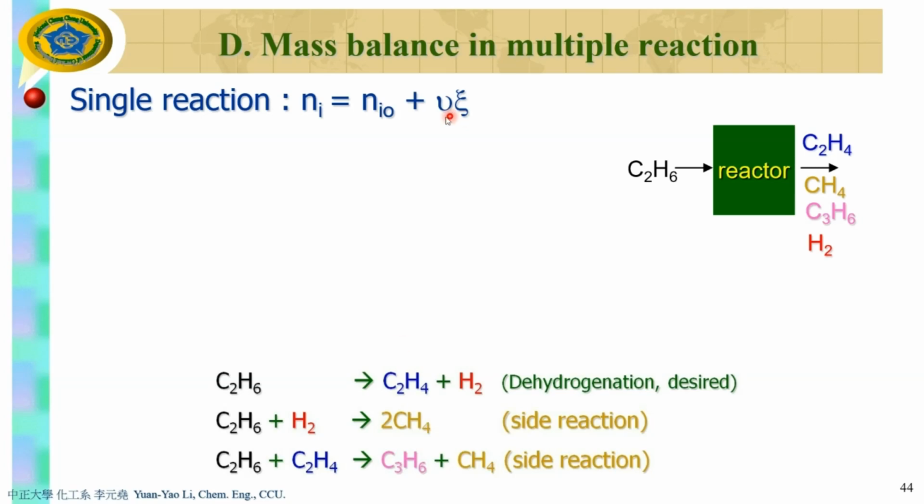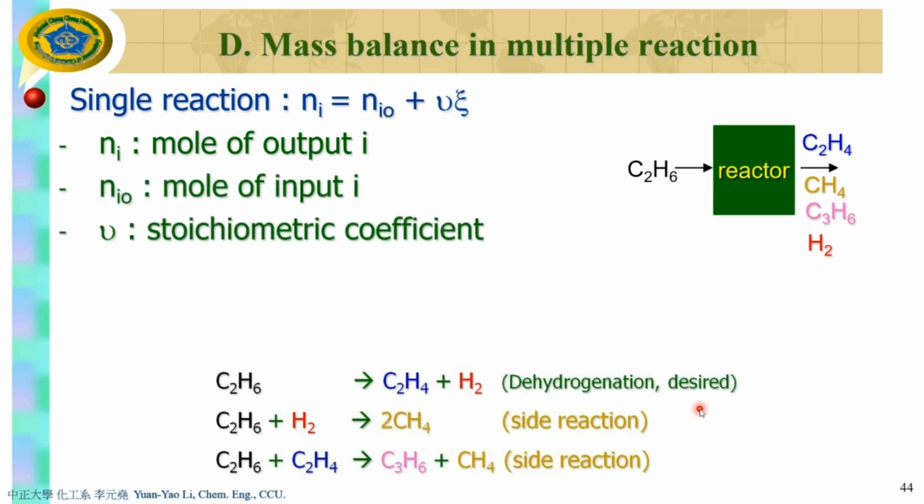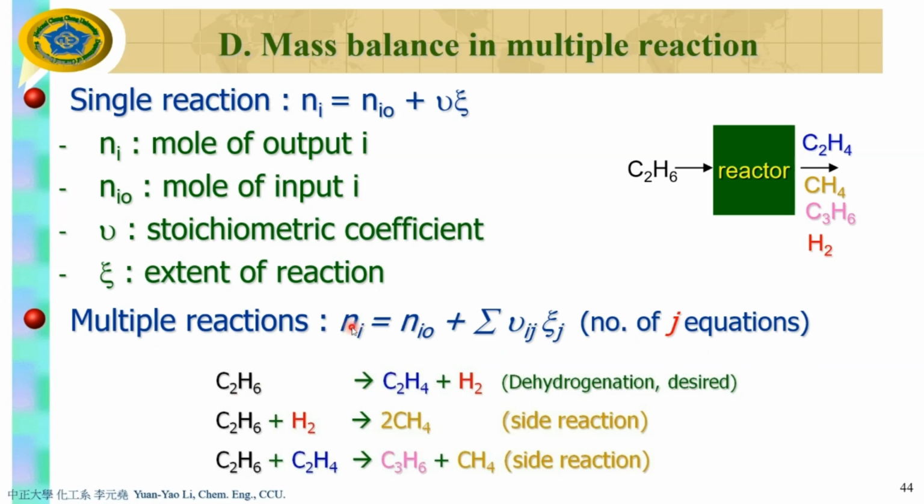For a single reaction, for this chemical reaction here, you can write the final moles of C2H6 equal to the initial moles of C2H6 plus nu times Xe. How about multiple reactions? Here is the definition showing you. Multiple reactions are easy because the final moles of C2H6 equal the initial moles of C2H6 plus the summation of nu times Xe.